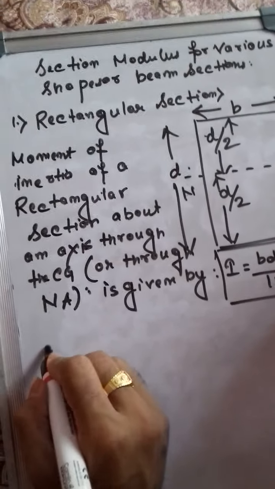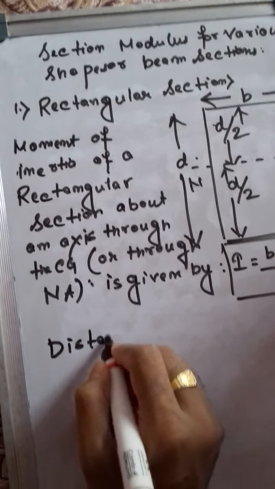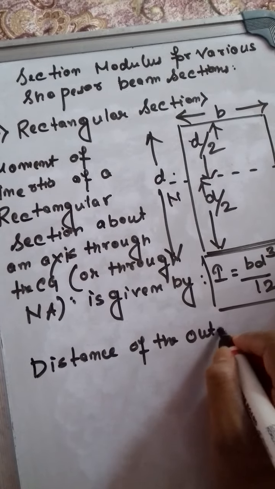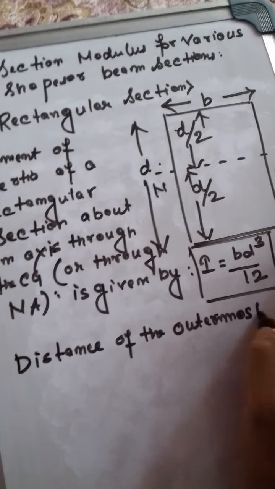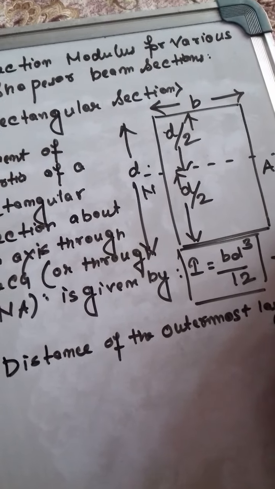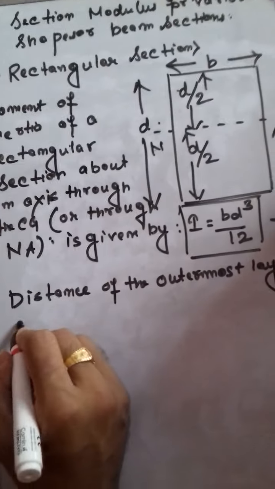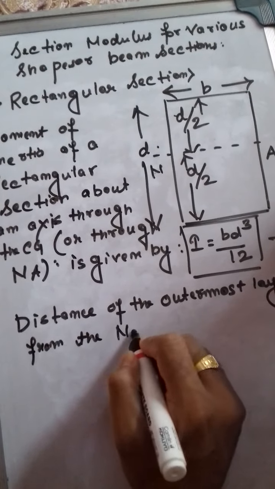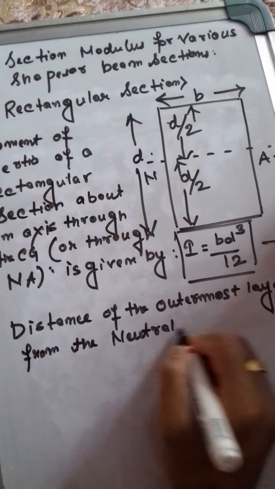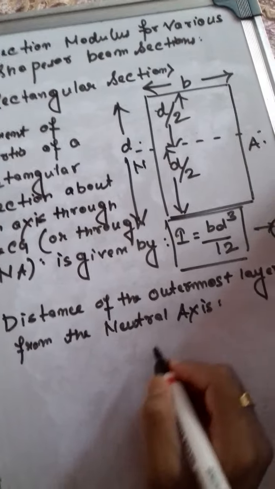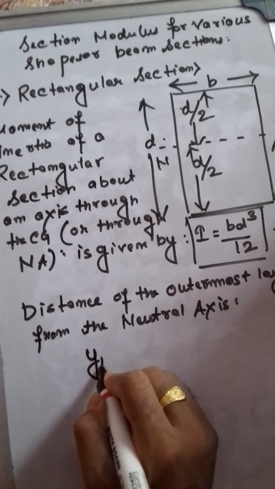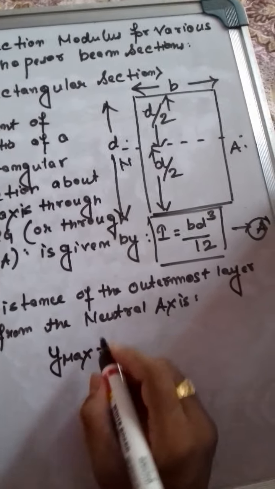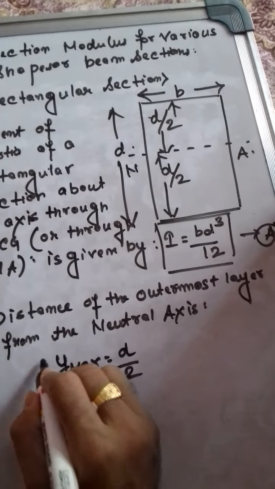Now the distance of the outermost layer from the neutral axis. This distance is given by y maximum, because at this distance the stress, either tension or compression, is maximum. So y maximum is equal to d by 2.